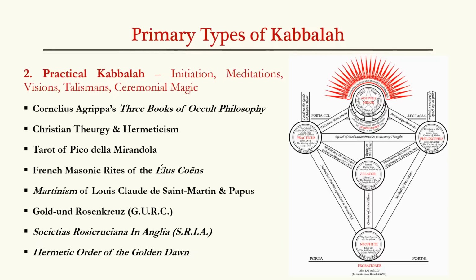Initiatory orders such as the Golden Rosenkreuz. They were the first order to truly use the Tree of Life as an initiatory schema. The SRIA of Masons also used that same grade schema. And then the Golden Dawn, which again used the Tree of Life as their initiatory process.